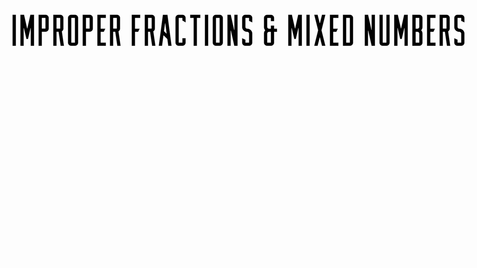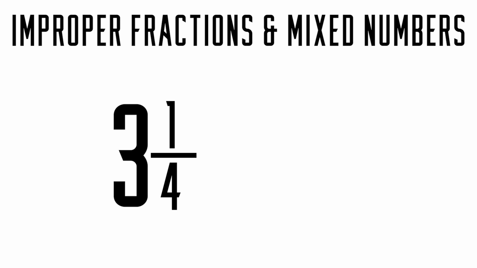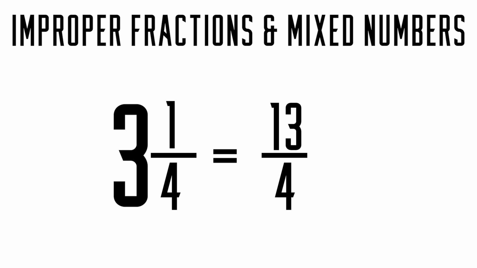If we were given a mixed number of 3 1/4, we can convert this into an improper fraction by multiplying the whole number by the denominator and adding the numerator to this. If we do so, we have 3 times 4 is 12, plus 1 is 13, and we'll use this for the numerator of our new improper fraction, and we will have 13 over 4.